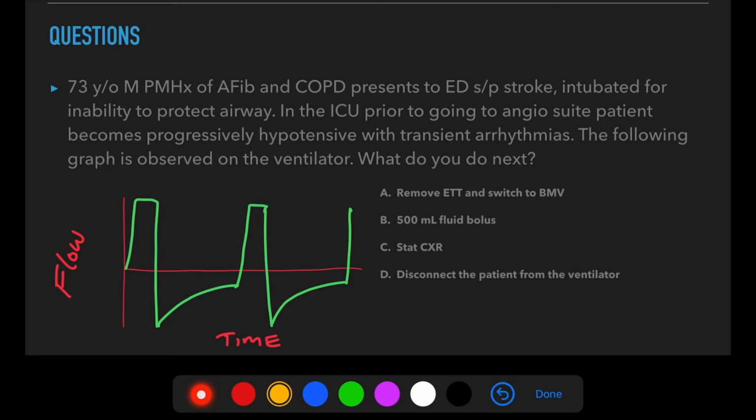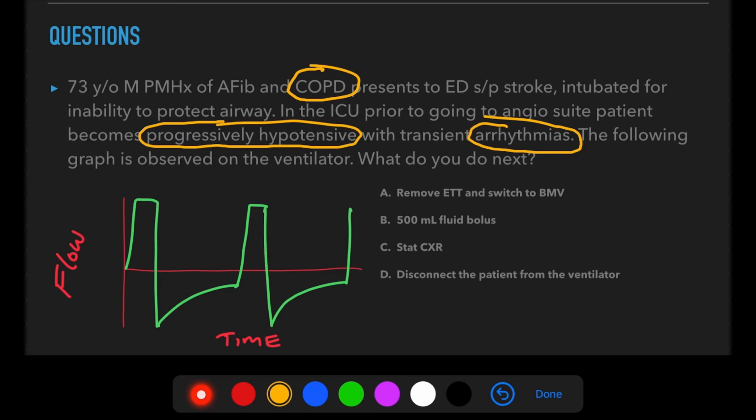So we have a 73-year-old male, past medical history of AFib and COPD, who presents to the ED status post-stroke, intubated in the ED for inability to protect his airway. In the ICU prior to going to the angio suite, patient becomes progressively hypotensive with transient arrhythmias. The following graph is observed on the ventilator. What do you do next? So kind of important things in this question: COPD, progressively hypotensive, arrhythmias, hemodynamic instability, and then we are given the following graph.